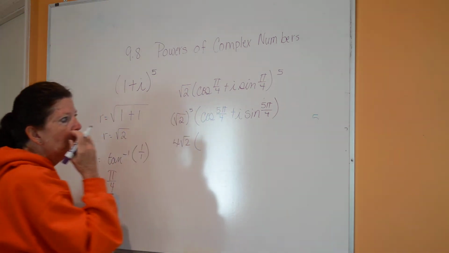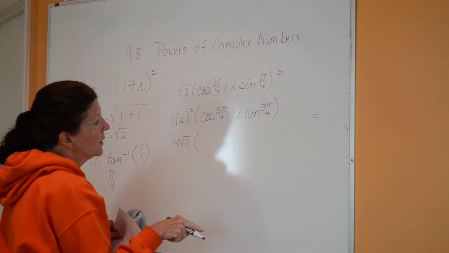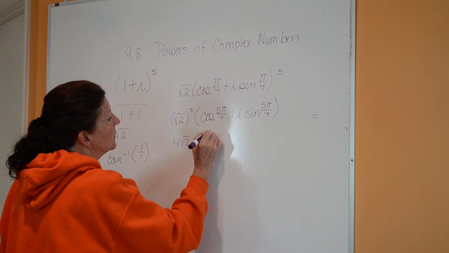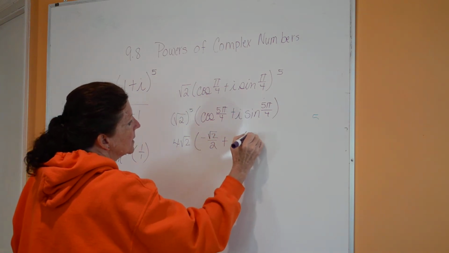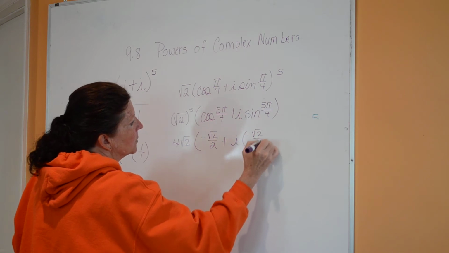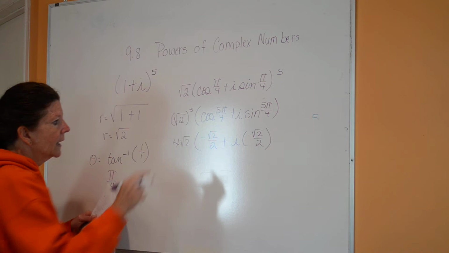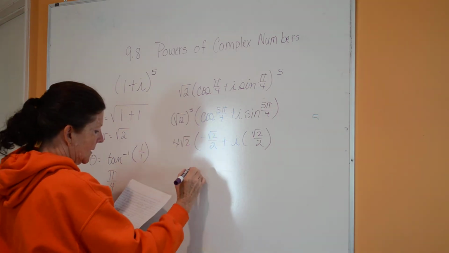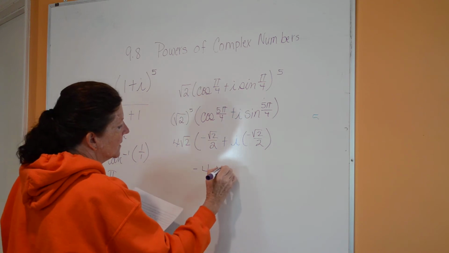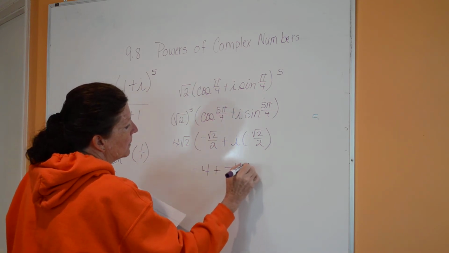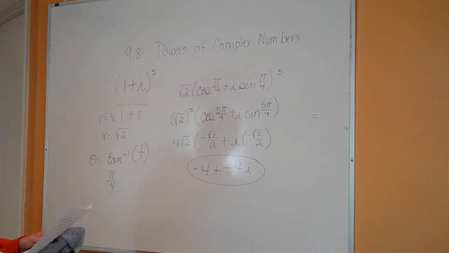Then I'm thinking about where 5 pi over 4 is. It's going to be in my 3rd quadrant, so I'm going to have a negative square root of 2 over 2 plus i times a negative square root of 2 over 2. So when I multiply this, this times this is going to give me a negative 4, and this times this is going to give me a negative 4. And remember the i goes at the end. So that would be the answer for that.